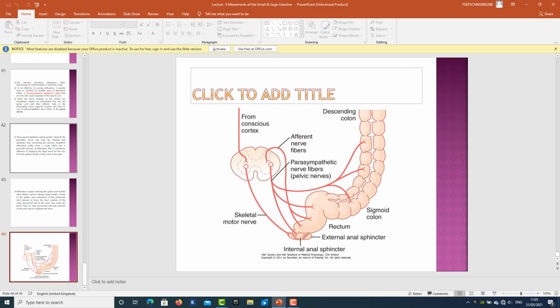This is actually showing the descending colon, the conscious control, the afferent nerve, the parasympathetic nerve fibers, the skeletal nerve fibers, and how there is emptying of the rectal contents via external anal sphincter relaxation and internal anal sphincter relaxation. So this is how the whole process of defecation takes place.